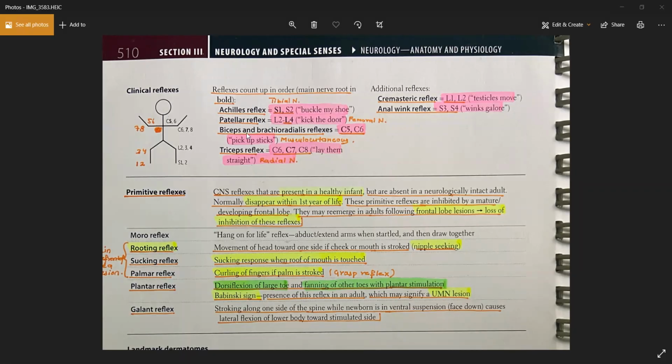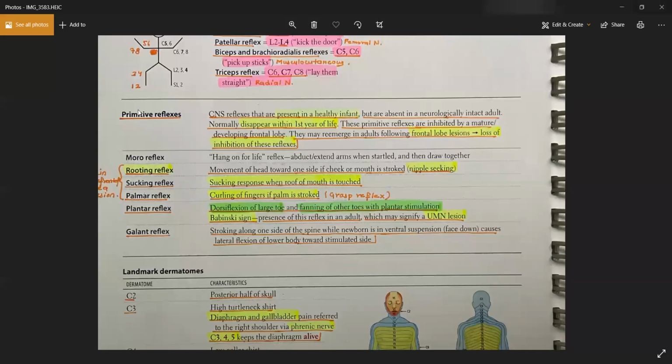For the biceps, you have C5, C6. For the triceps, you have C6, C7, and C8. For the cremasteric reflex, you have L1 and L2, and it is carried by the genitofemoral nerve. Then you have the anal wink reflex for S3, S4, and S5. Okay, mainly S3 and S4, but S5 also does that. Then you have the primitive reflexes.